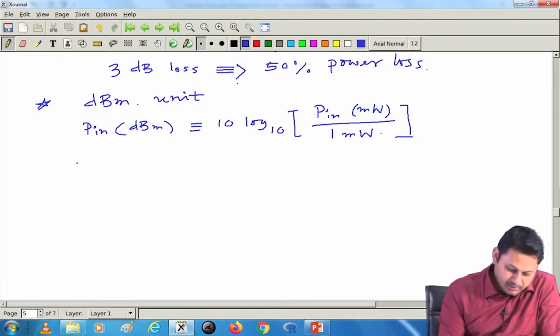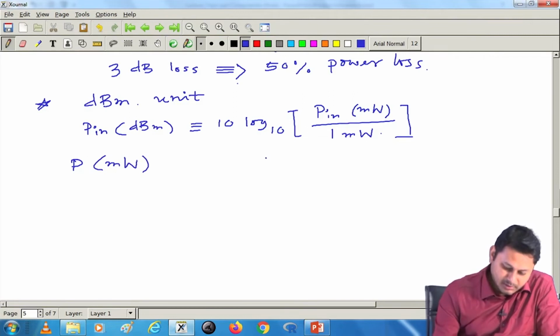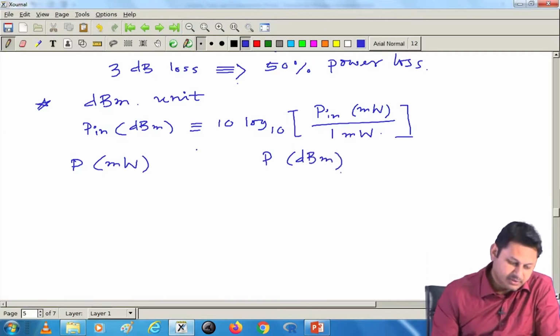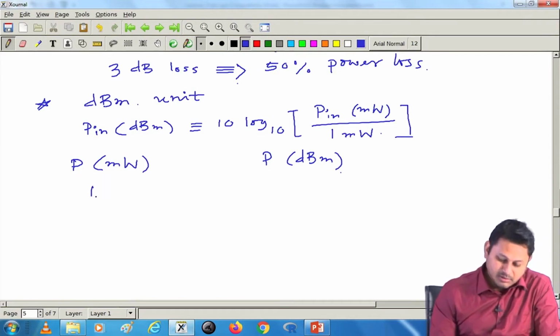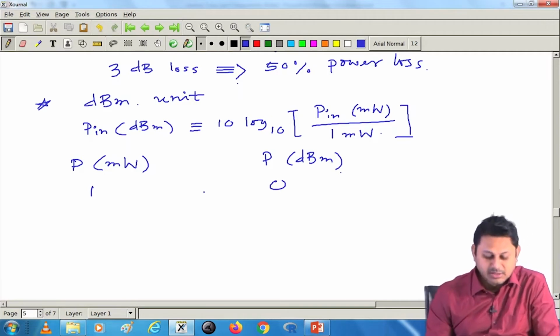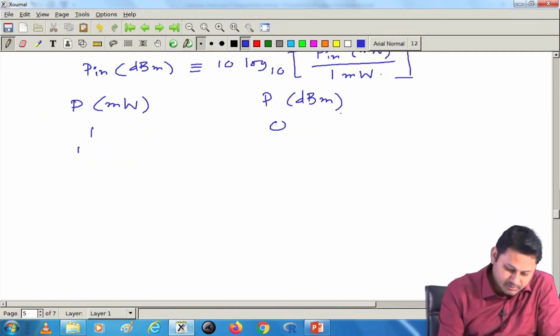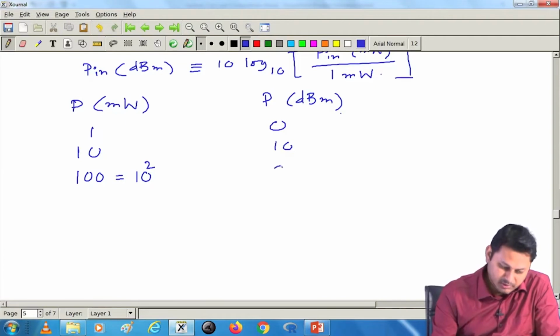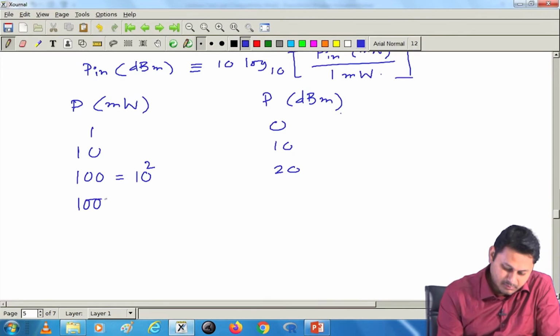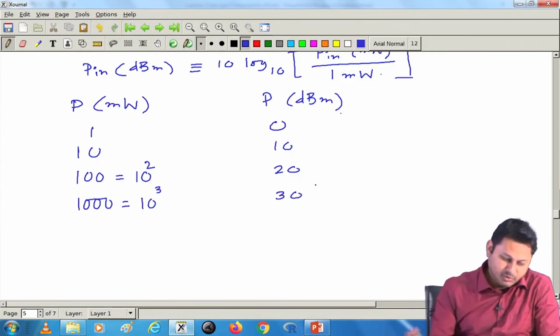So, I can also make a chart of P_in in milliwatt and P_in in dBm. I just start putting the values and readily I get the result. So, 1 milliwatt in dBm is 0. 10 milliwatt, this value is 10. 100, which is 10 to the power 2 milliwatt, this value is 20 dBm. 1000, which is 10 to the power 3, this value is 30 dBm, and so on.